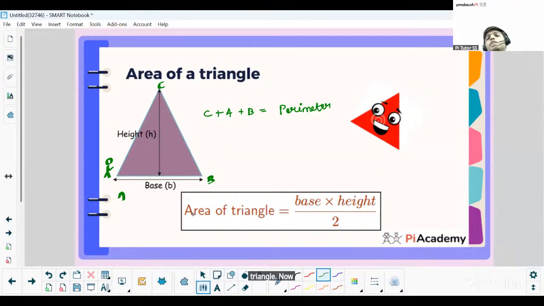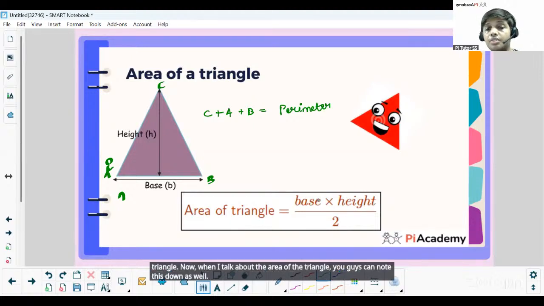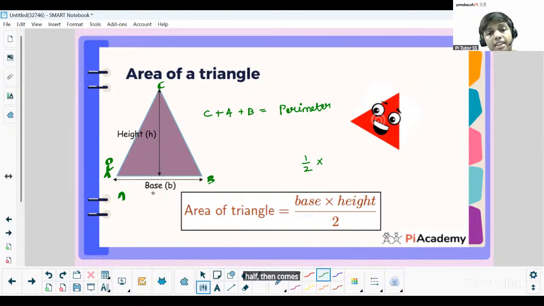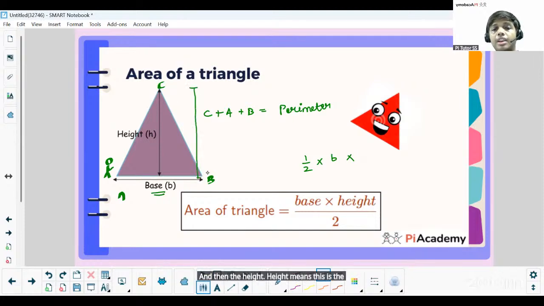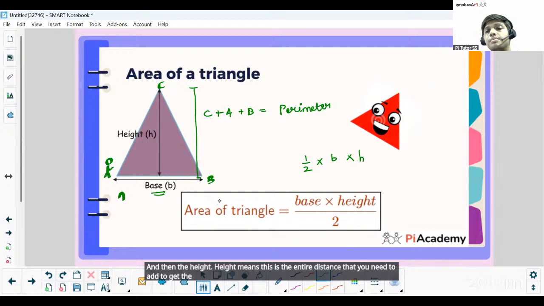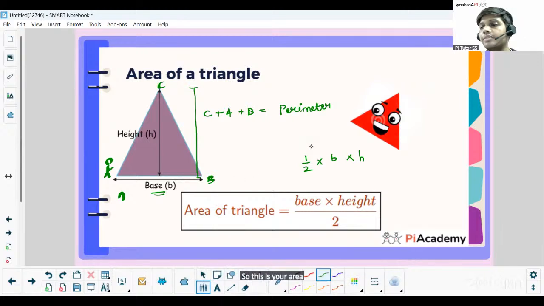Now, when I talk about the area of the triangle, you guys can note this down as well. The formula for the area of the triangle becomes half times the base, which is present at the bottom, and then the height. Height means this is the entire distance that you need to add to get the final answer. So this is your area of the triangle here.